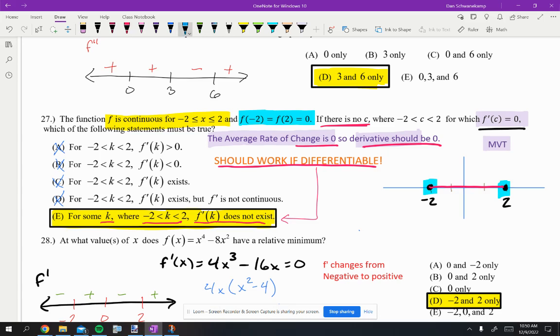And think about what that would look like on this graph. If I had a line that went like this, there is no place on that graph that I just made where the slope is 0, and there is some place where it's not differentiable because of that corner point. Okay, so that's what I'm looking for. I'm looking for some place where the graph is not differentiable, because if that was true, now mean value theorem doesn't have to work anymore.